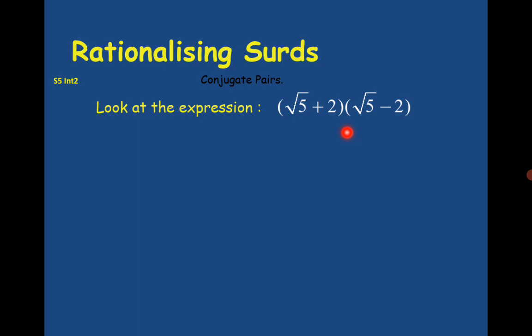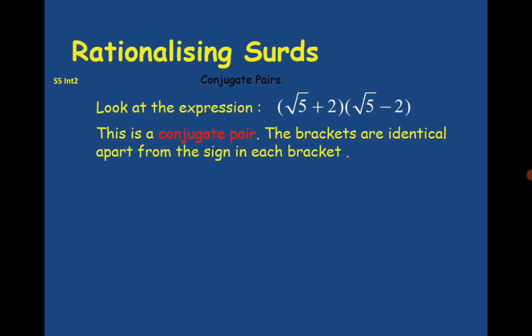So look at the expression here. Open brackets, root 5 plus 2, close brackets. Open brackets, root 5 minus 2, close brackets. What do you notice? Basically, like I said, these brackets are similar. The difference, however, is the sign. Here we have a plus sign. Over there we have a minus sign. So this is called a conjugate pair. Otherwise, these are called conjugates.